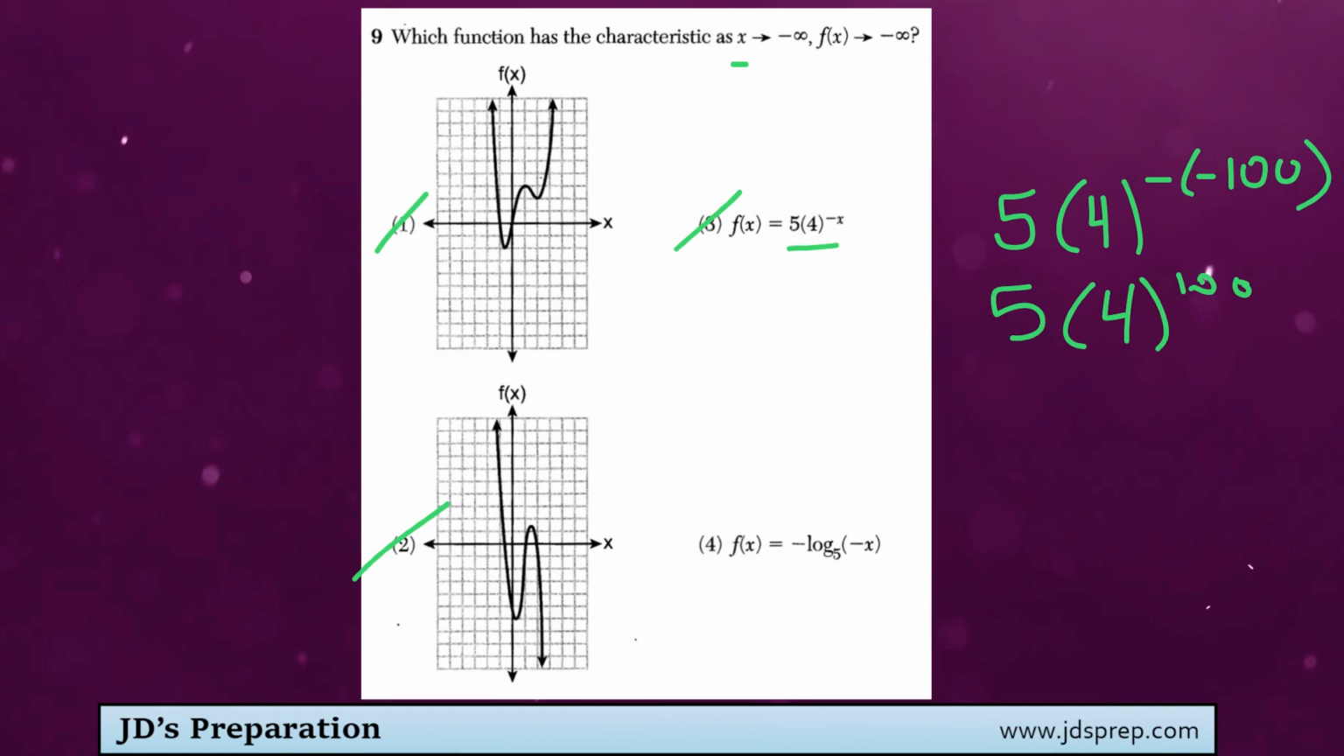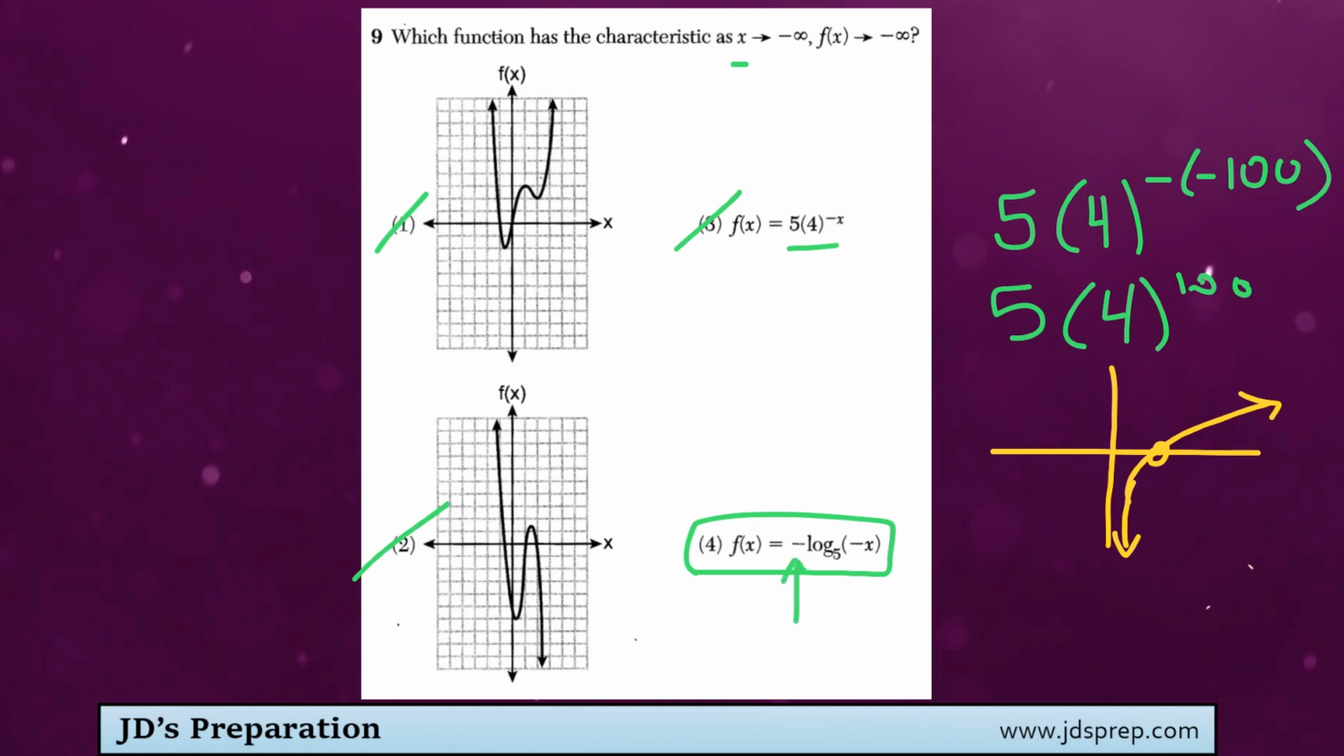So that does leave option number 4 as our only possible solution, but I will explain it a little bit just to help you visualize it. So remember that log of x looks like this. It crosses the point 0, 1, and as x approaches 0, y approaches negative infinity. Okay. Now, if you take a look at this, we have negative log base 5 of negative x.